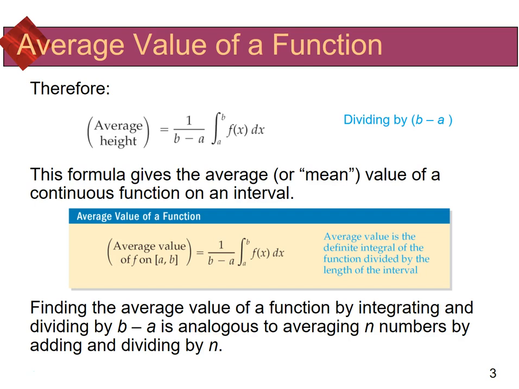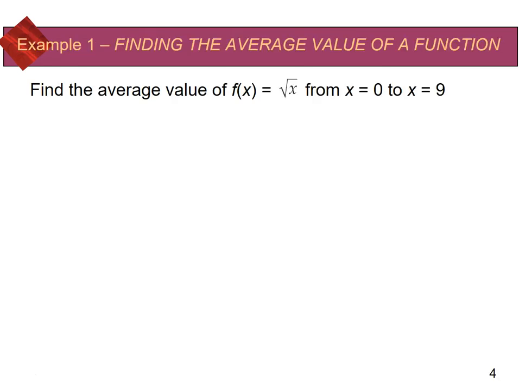They basically say it's analogous to averaging n numbers by adding and dividing by n. So it's a quicker way of doing that, especially when you have a function that's not going to produce integers for you. Case in point, find the average value of f of x equals the square root of x from 0 to 9. This is a continuous function with an infinite number of numbers between 0 and 9, and they're not all integers. If I took every possible number between 0 and 9, plugged it into the function, and averaged all the values together, that's what I'm looking for here.